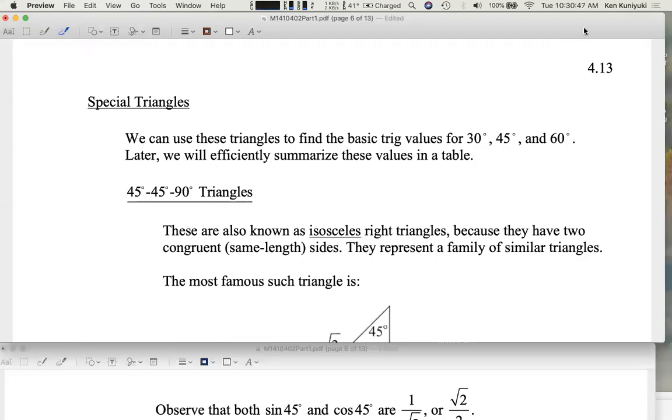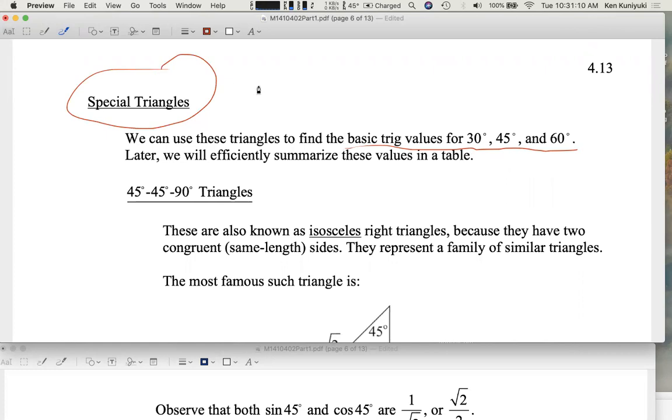Hi everyone, we're continuing with our journey through right triangle trigonometry. Now you might be wondering how we get the basic trig values for things like 30 degrees, 45 degrees, and 60 degrees. For example, how would we find the sine of 45 degrees? Well, it turns out that we're going to use two families of similar triangles.